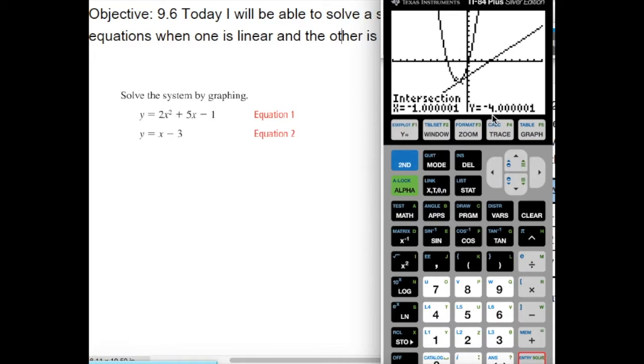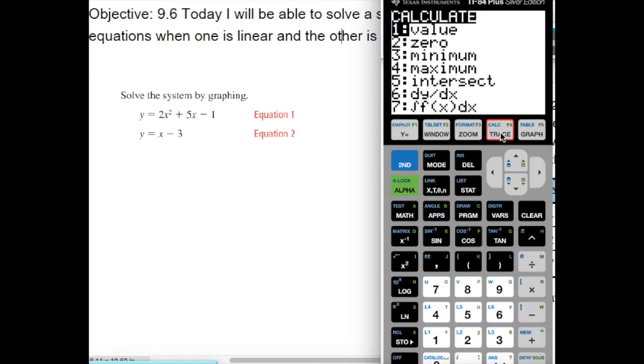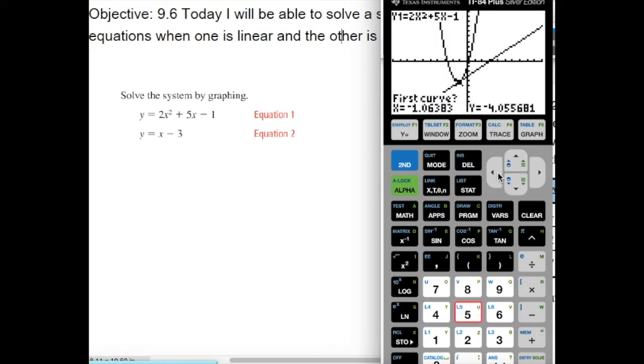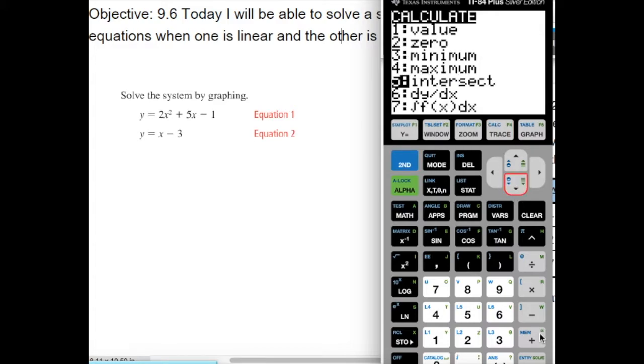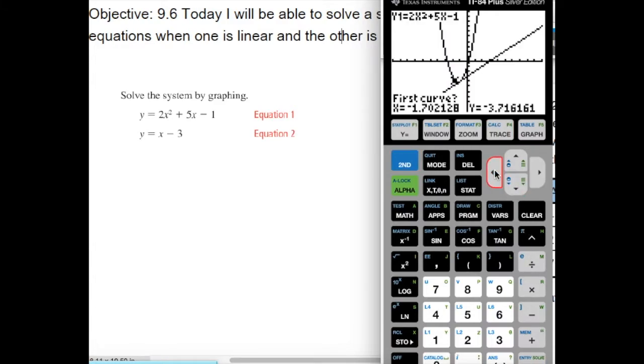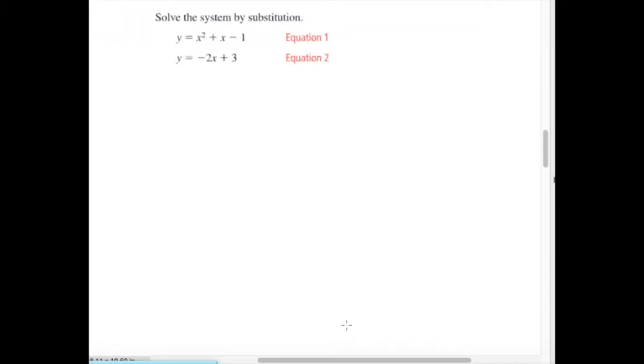The intersection is x is negative 1.00001, and then the y is close to negative 4. I'm going to try this one more time just to see if I can get a more accurate answer. So the first curve, second curve, and then guess again. Then I got x is equal to negative .999, and y is equal to negative 3.999, which is approximately the same thing. I'm trying a third time to verify, but I want you to know that you can just round it. So you can approximate the point of intersection, and in this case, I can say that my solution is negative 1, comma negative 4.